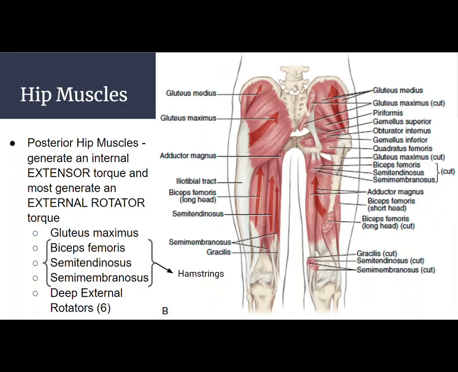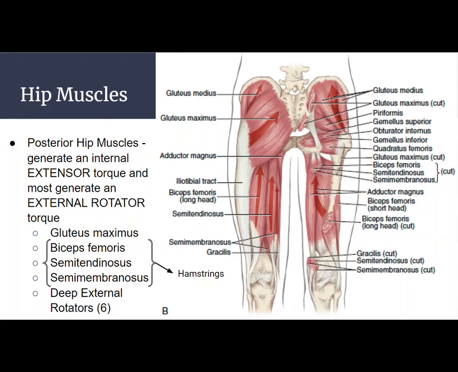Moving on to see the specific muscles. So the posterior hip muscles generate this internal extensor torque because the line of pull is posterior. Most of them also generate an external rotation torque, or a lateral rotation torque. And we'll talk about those muscles in a different video. But for the main extensor torque muscles, gluteus maximus, right?